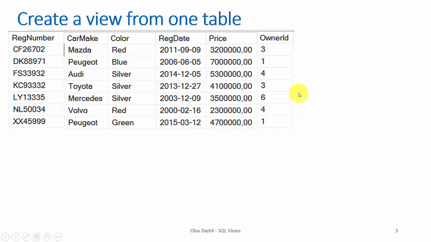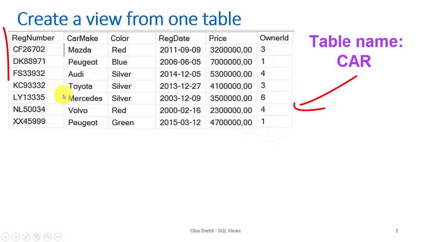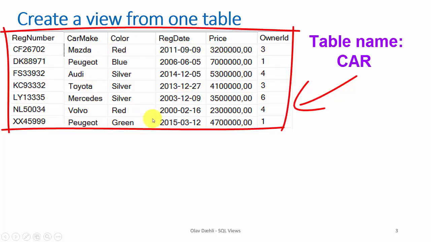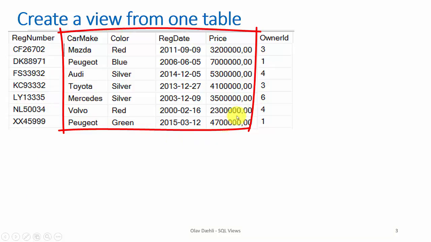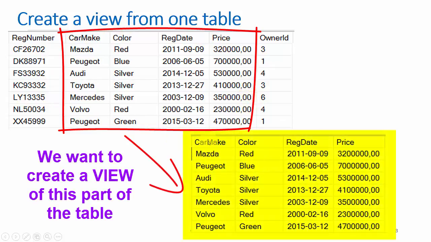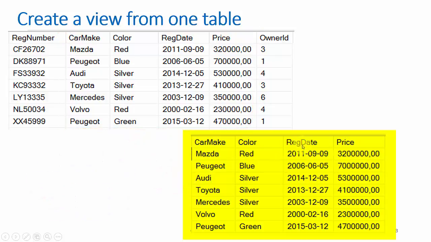In this example, we will use the same tables used in the previous videos. So here we have the car table, and let's say that someone in the company needs to make some statistics about the sold car makes and their prices, etc., but that they don't need access to the reg number and owner ID. Then we can create a view and give the user access to that view. So what we want here is to extract this part with the 4 columns: car make, color, reg date and price, and make that a view.